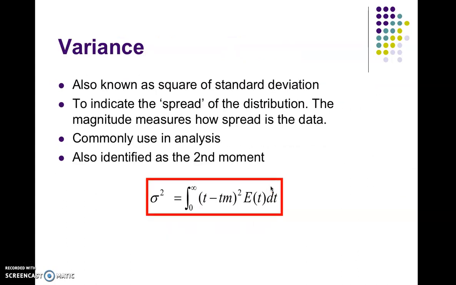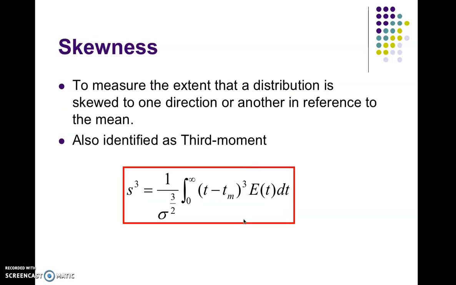Variance is also known as the square of the standard deviation. So variance is sigma square. Once you get the variance, you can easily determine the standard deviation. This indicates the spread of the distribution. You want to know how good your data is. This also can be found in your textbook. Skewness, s cubed, measures the extent to which a distribution is skewed to one direction. Is it skewed to the left or skewed to the right? So this is the formula.